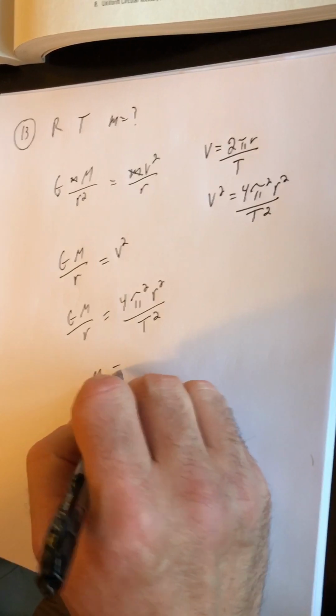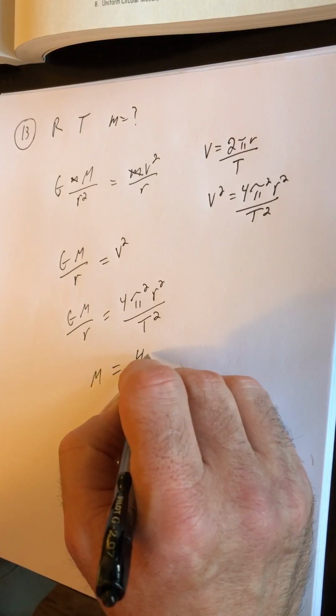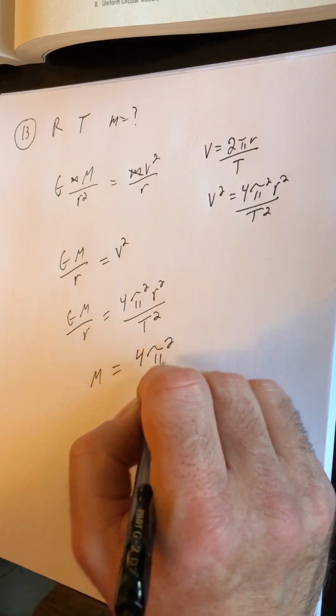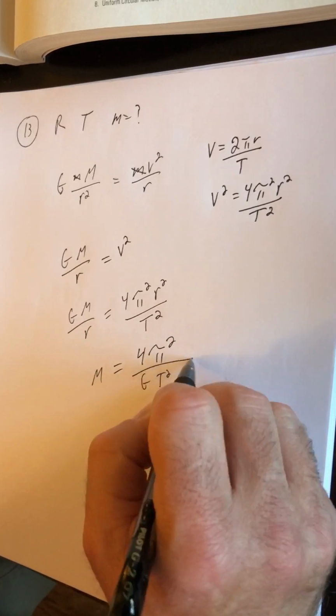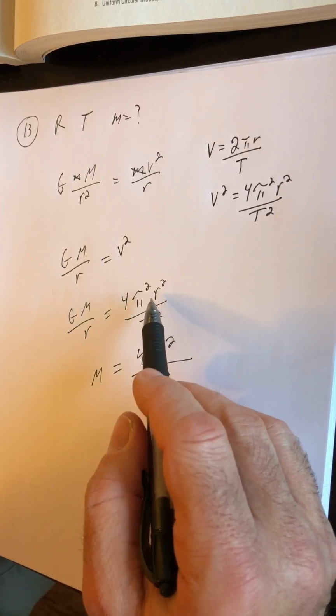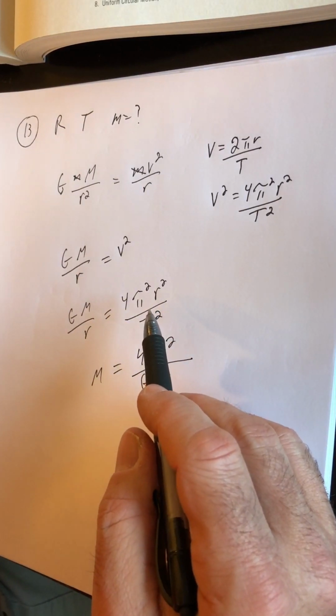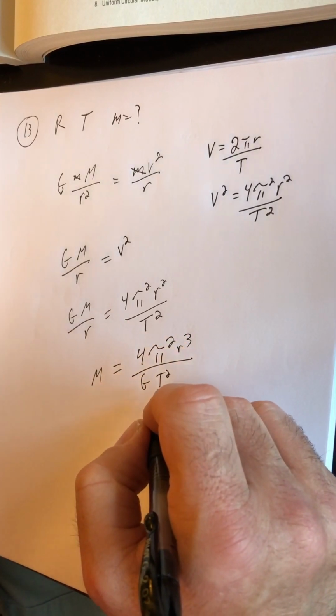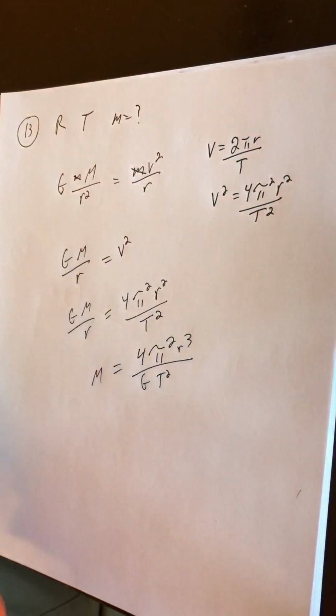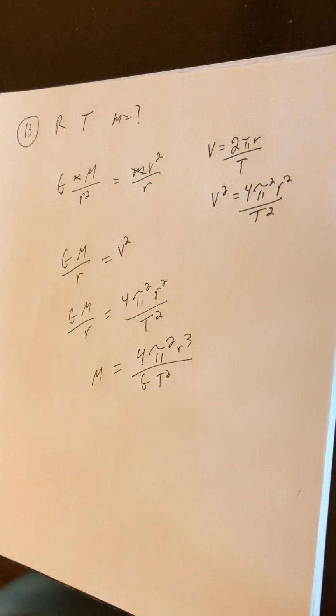I get the mass is equal to 4 pi squared G over T squared. Now, why am I getting R cubed here? Oh yeah, over R cubed. Is that one of the choices? Yeah, it looks like that's choice D: 4 pi squared R cubed over G T squared. So 13 is D.